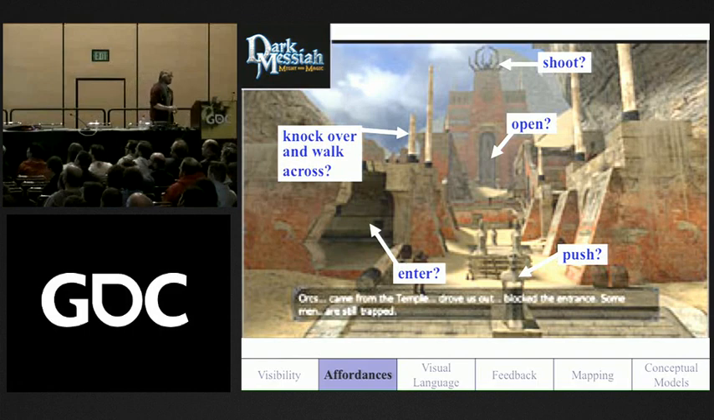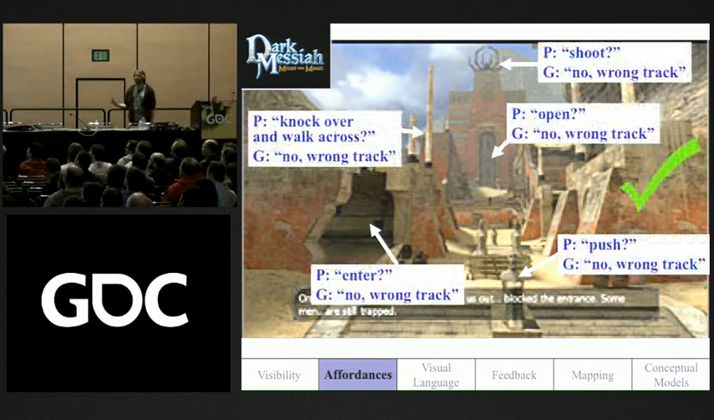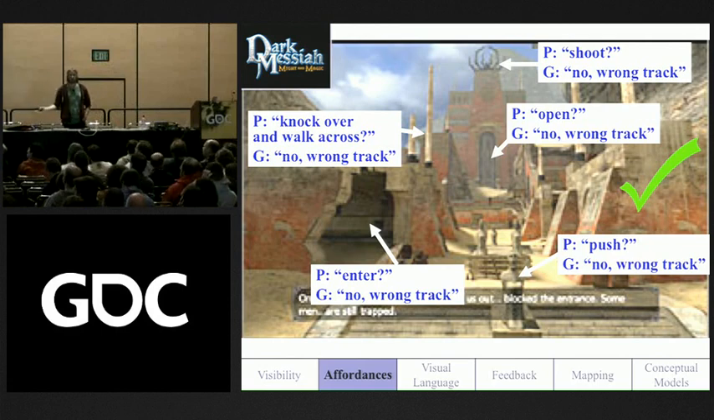So come back to this example of affordance clutter in Dark Messiah. Another way to solve this problem is to make sure the feedback is good. Here's a great example. As the player tries these different things and as they're basically asking questions, do I have to push this statue? Do I have to shoot that weird thing? The game answers with feedback like, no, that's not it. No, that's not it. And that helps the player know, okay, stop exploring that way. That's not the solution. Try something else.